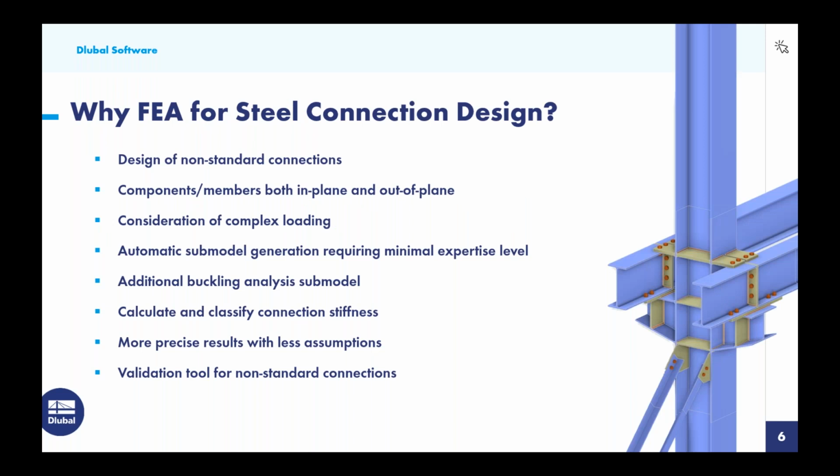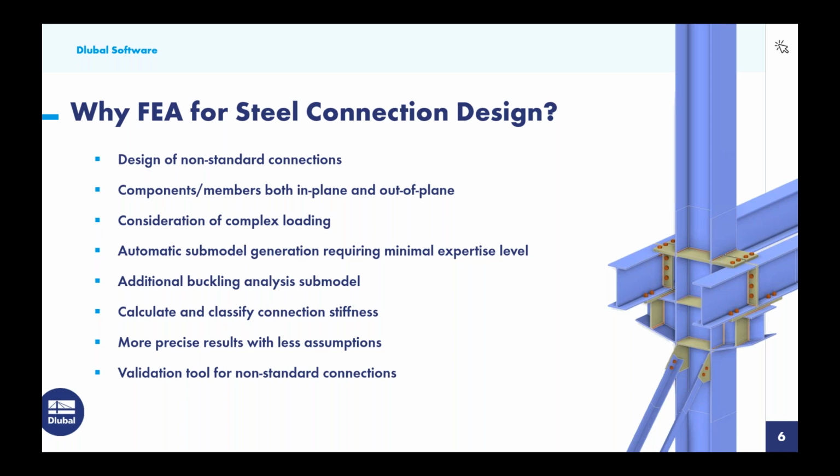So our Steel Joints add-on is a bit unique in the sense that for every single connection, we are going to generate an FEA model underneath the hood. So we might be wondering, what is the benefit of FEA for steel connection design when we compare it to standard analytical calculations? The first and probably most obvious is that we can now design these non-standard connections.